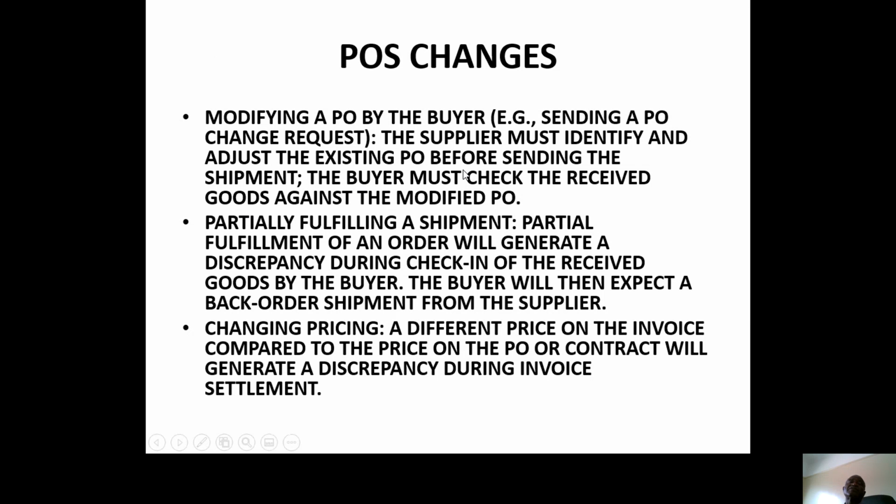Then what are the post-purchase order changes? Modifying a purchase order by the supplier, sending a purchase order change request. The supplier must identify and adjust the existing purchase order, sending the shipment. The buyer must check the received goods against the modified purchase order. It's important. Partially fulfilling a purchase order. Those are the changes which come, and those are the changes you must take care of.